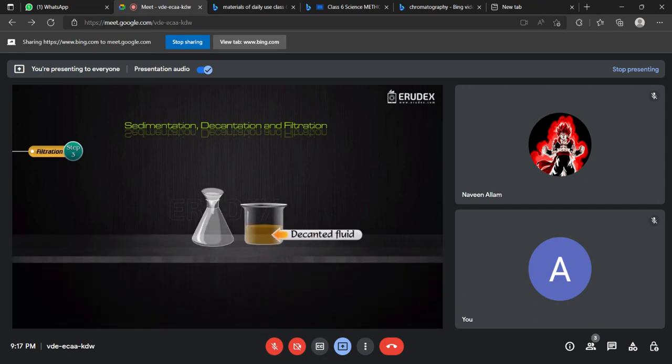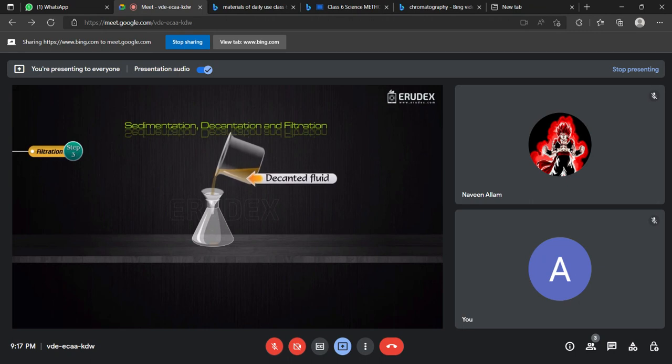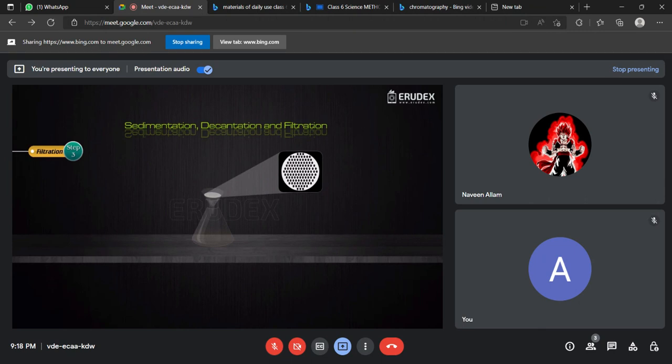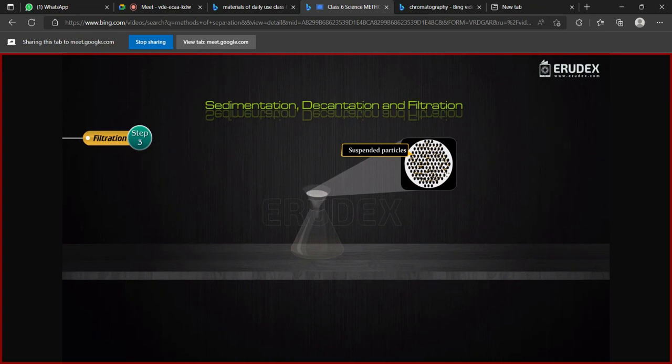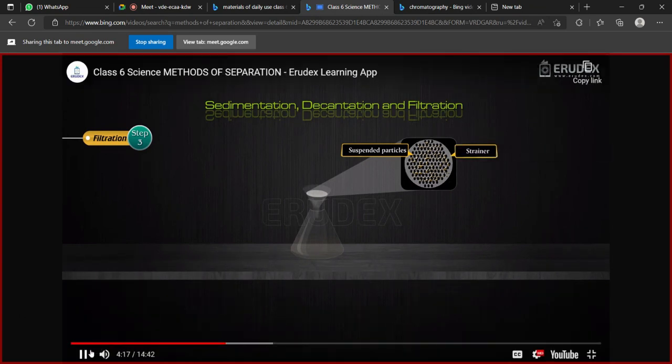The method of separating an insoluble suspended component of a solution using a filter is called as filtration. In this process, the solution which is decanted is allowed to pass through a perforated membrane called as filter. The filters can vary with their pore sizes, which allow only liquid particles to pass through them. The suspended particles which cannot pass through the filter paper are left behind in the paper. Filter paper acts as a strainer.